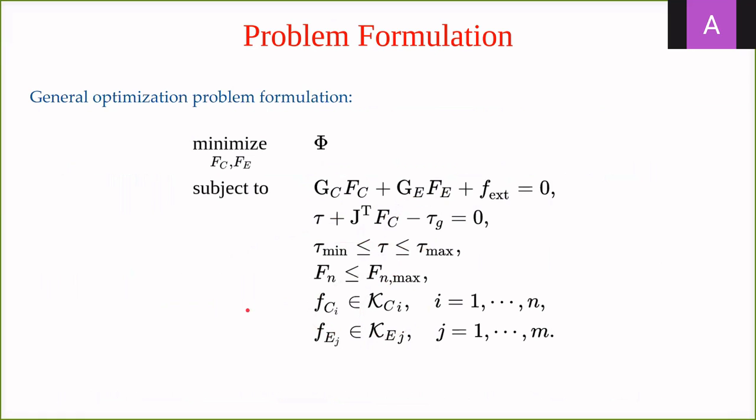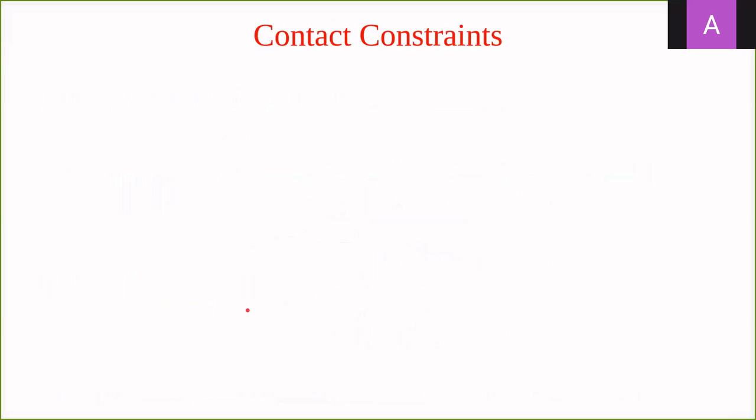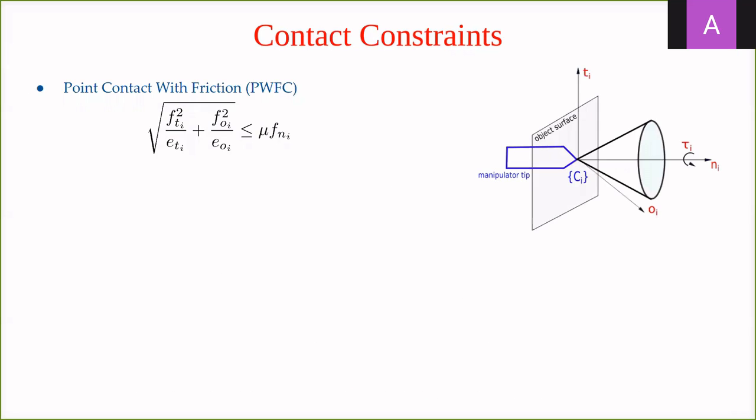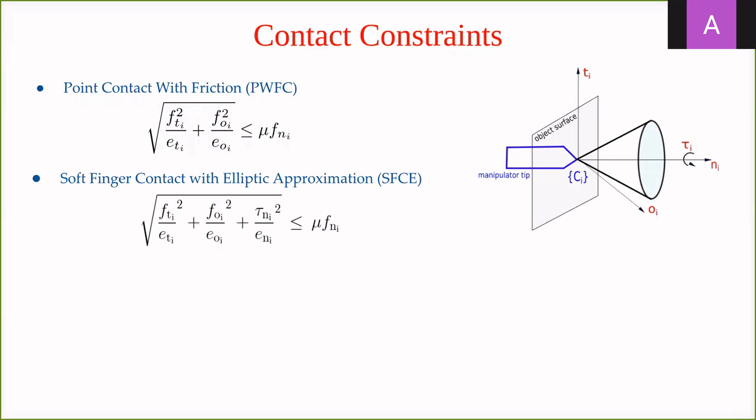I will explain all these constraints one by one in the upcoming slides. First, we have the contact constraints. The contact constraints are the constraints imposed by the contact model on the forces that arise at the contact locations. In general, we have two contact models: point contact with friction model and soft finger contact with elliptic approximation.